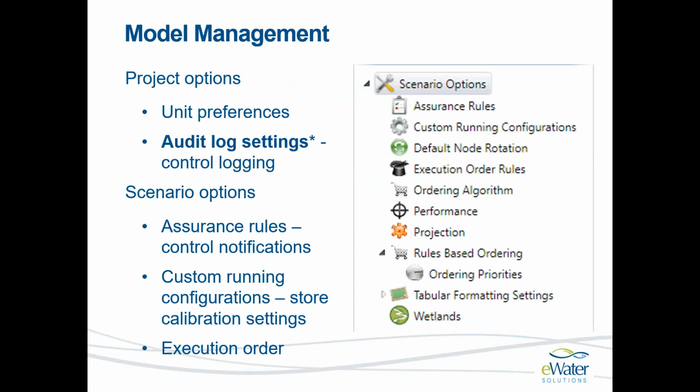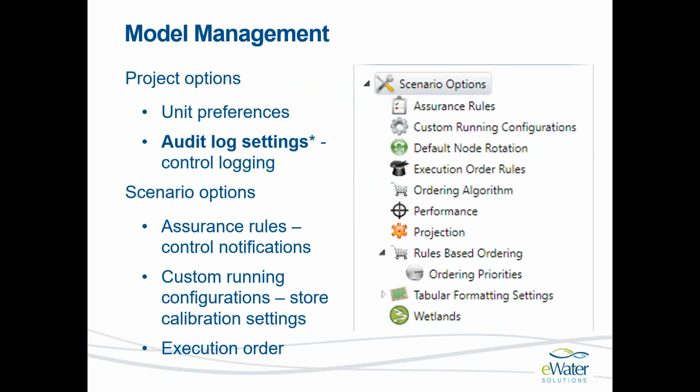We have many new options for setting your scenario configuration, so an individual scenario within a project. These include, well, they're listed on the right-hand side of the screen, but a couple of them that I find particularly interesting are the assurance rules that enable you to control the notifications that you receive when you're running a model. So perhaps you can set whether an error will be fatal and stop the simulation, or if it will just be reported as an error or a warning.